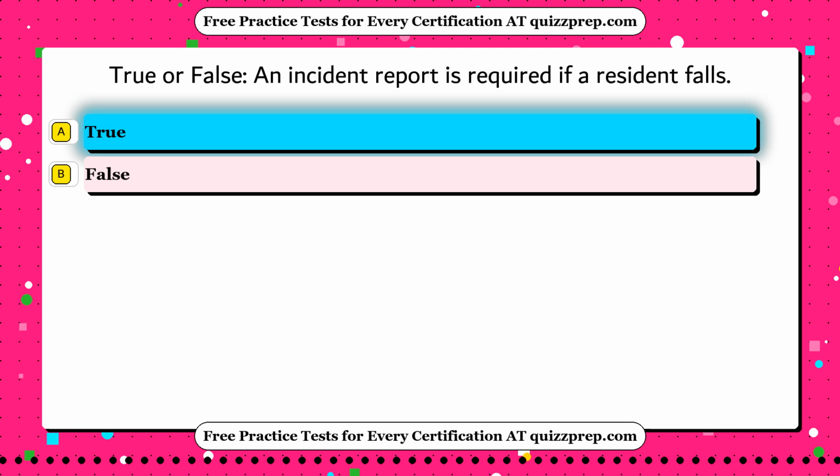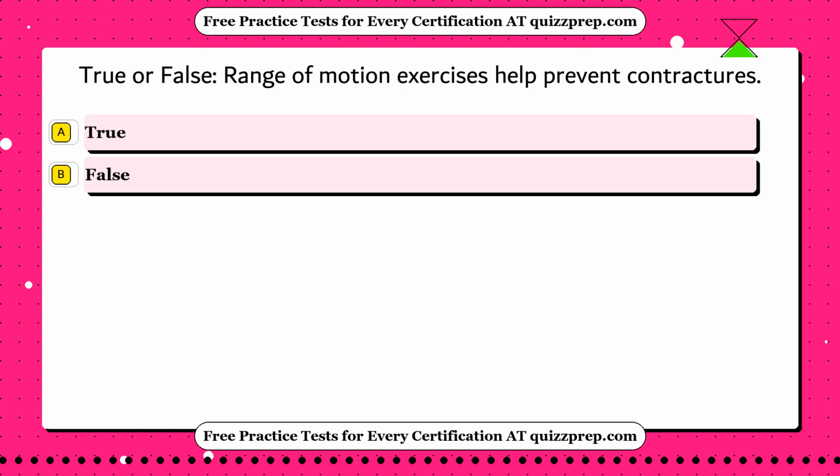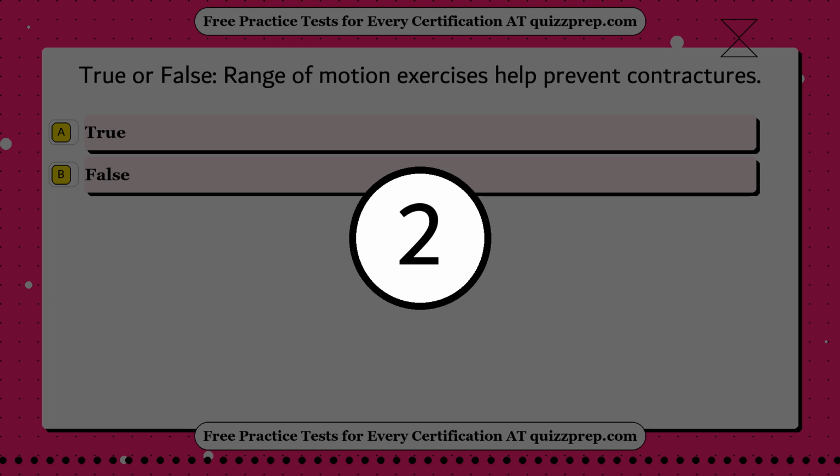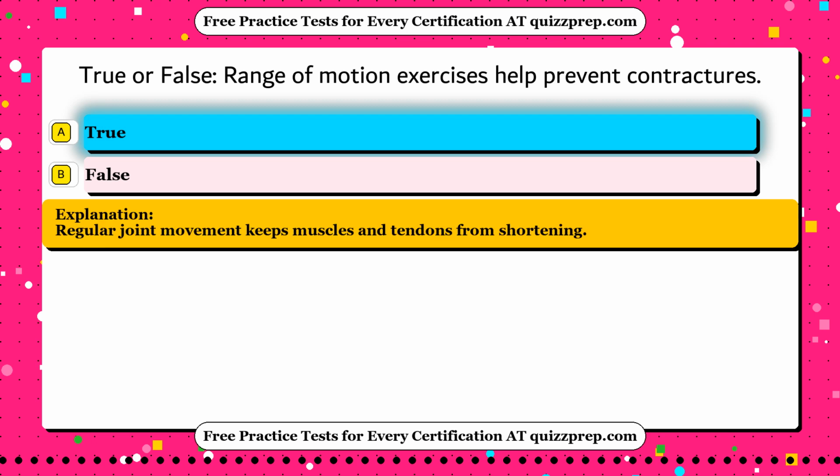The correct answer is option A, true. Any unplanned event that results in potential harm must be documented. Question 132. True or false, range of motion exercises help prevent contractures? Option A, true. Option B, false. The correct answer is option A, true. Regular joint movement keeps muscles and tendons from shortening.